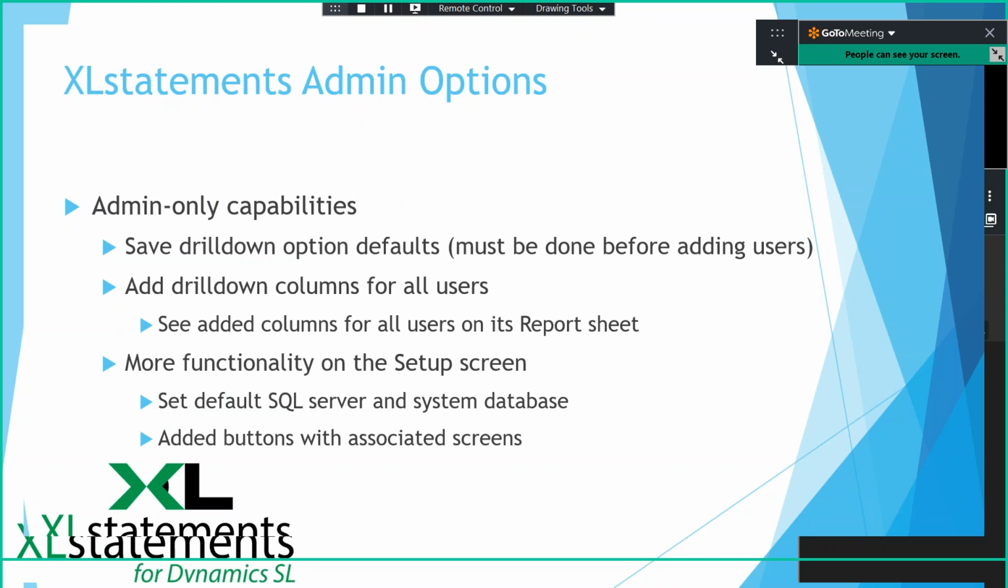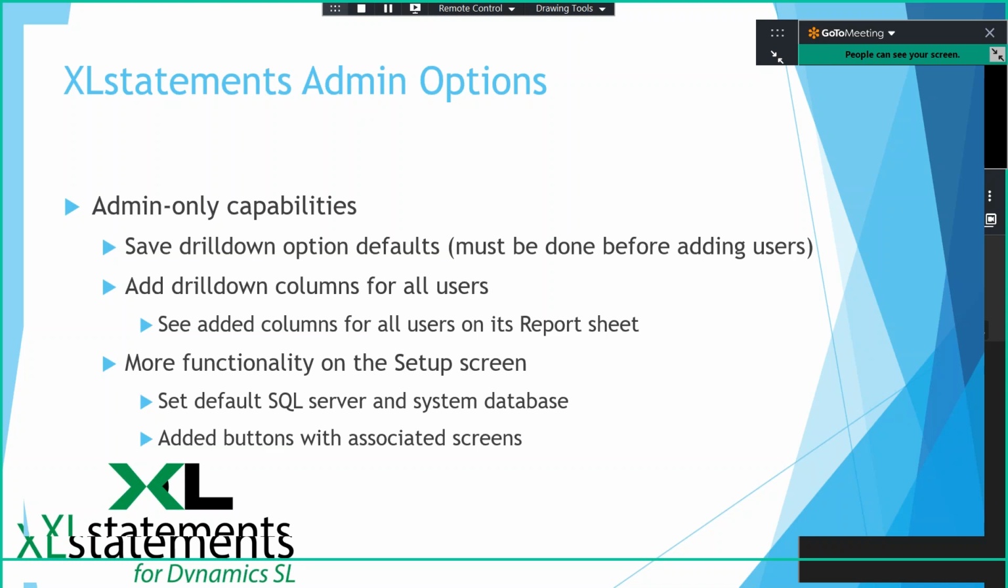So an XLstatements admin has capabilities beyond most users. So the drill down options: the ability to save options across all of your users. And this is only for new users. You can't override what someone has set up for their own options. The admin has another button there that can save the options for all new users. Adding drill down columns for all users, again, at that level. In order to do it at the all user level, you have to be an admin.